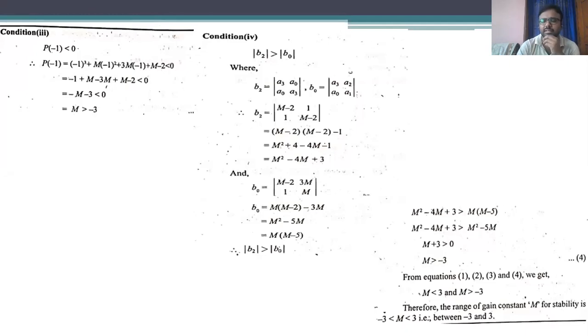So this is one set of problem, that means determination of the constant value in the characteristic equation.